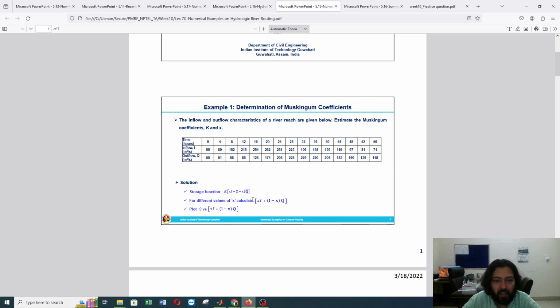The first step is to derive the value of x, and then we'll plot the value of S versus [xI plus (1 minus x)Q], and the slope of this would be nothing but K. Since we know the values of I and Q, we can assume that x varies from 0 to 0.5. So we can calculate this term when x is 0, 0.1, 0.2, 0.3, 0.4 till 0.5, right? Then we can plot the S versus this curve, and the corresponding slope will give the value of K, right?